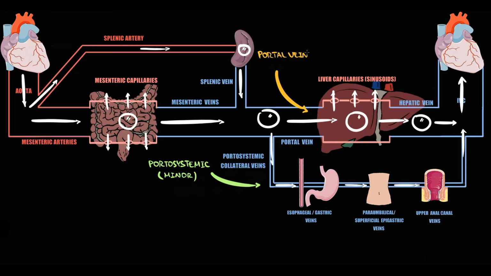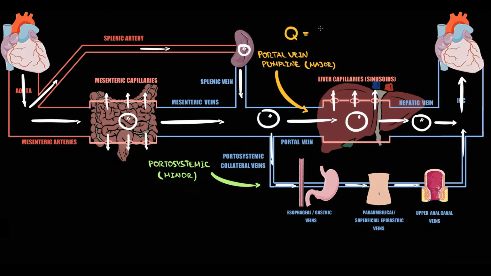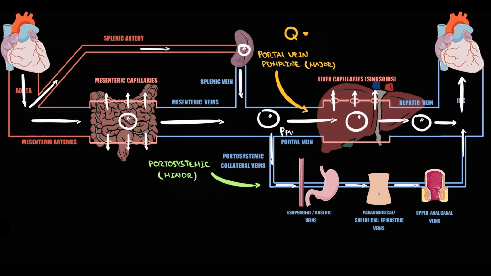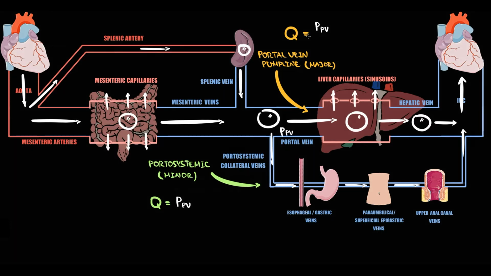The reason that makes the portal vein pipeline so good is a large radius. To explain this, we have to recall that blood flow in the cardiovascular system is equal to pressure difference divided by resistance. So in this case, both the portal vein pipeline and portosystemic collateral vessels deliver blood from the portal vein to the inferior vena cava. So pressure difference will be the same, and in both cases will be equal to hydrostatic pressure inside the portal vein minus hydrostatic pressure inside the inferior vena cava.